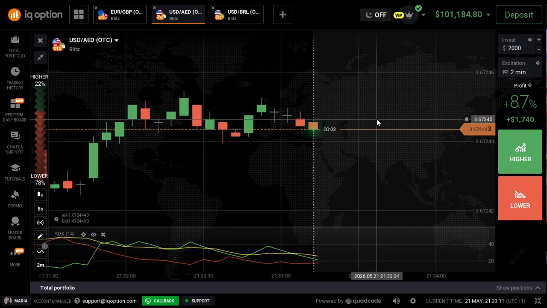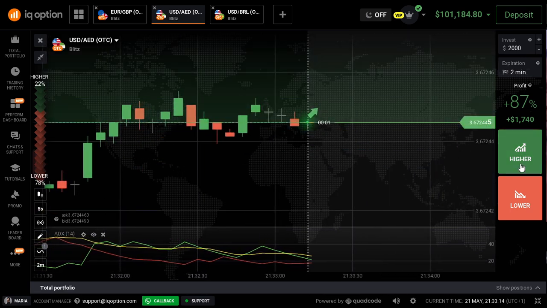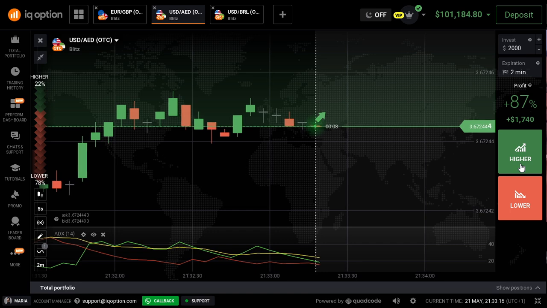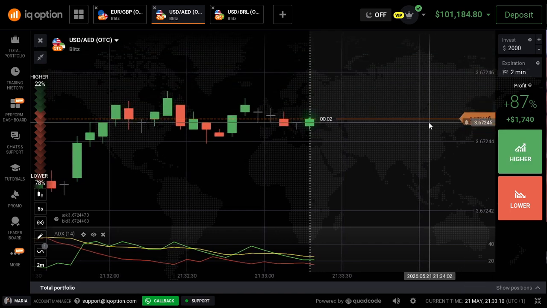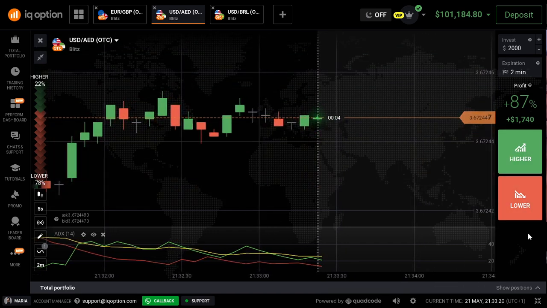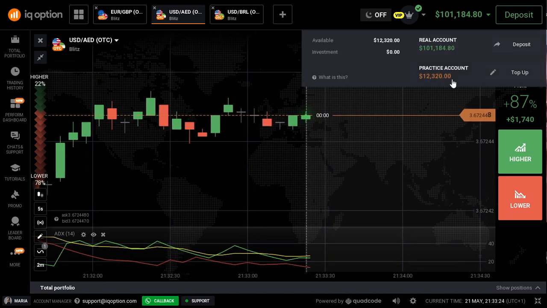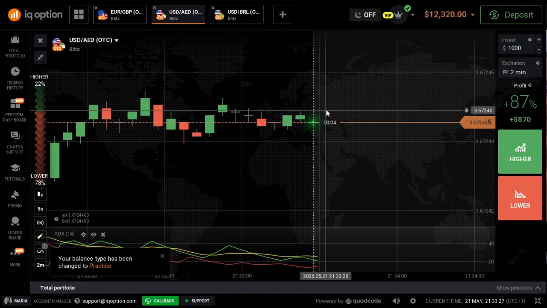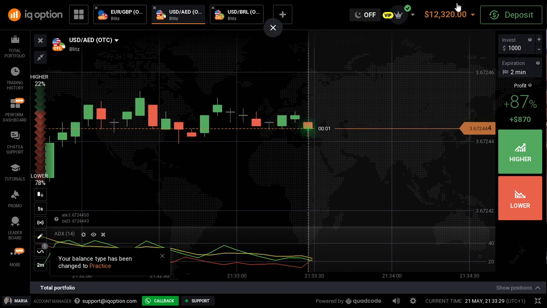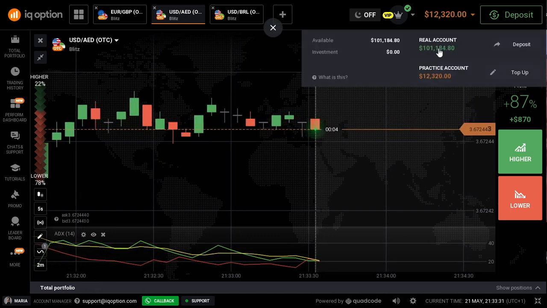Then if I say buy, which means we need to go higher for 2 minutes, we click here. If I say sell, which means you need to go lower for the same minutes I have. Okay, so this is your practice account where you can start practicing. Now when you're good, you can come over to your real account.